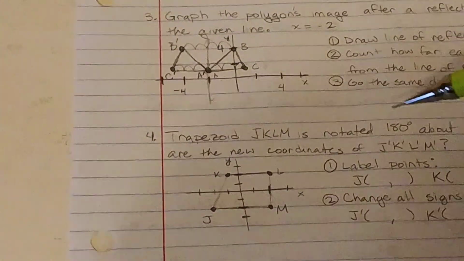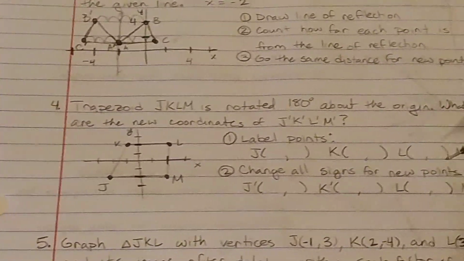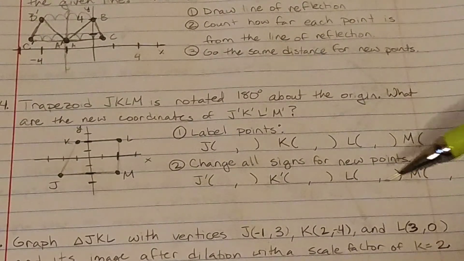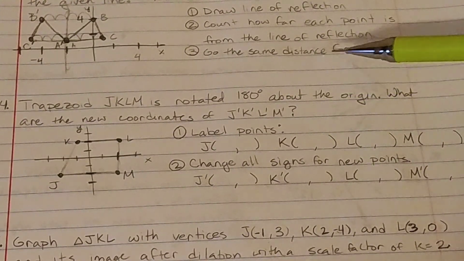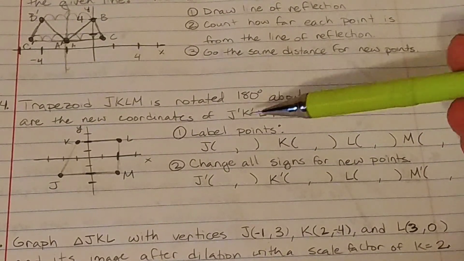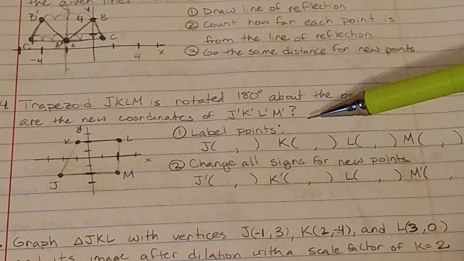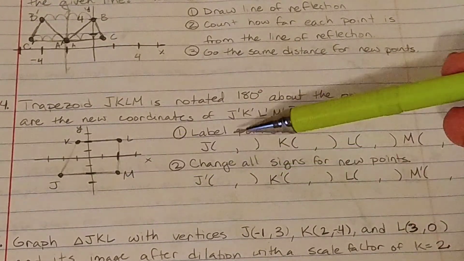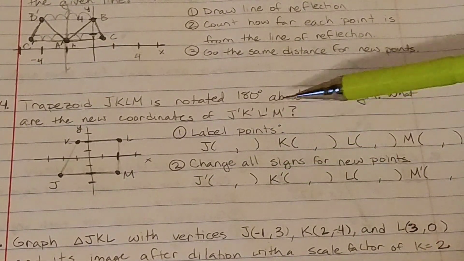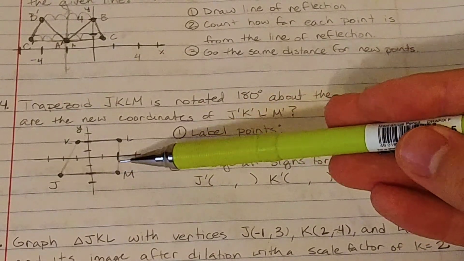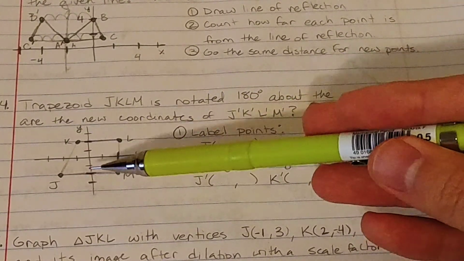Okay. So now, question 4 says, trapezoid JKLM is rotated 180 degrees about the origin. What are the new coordinates of J prime, K prime, L prime, and M prime? So the first step, here are our points. The first step is label the points. I made the lines really light so that we could see the axes.